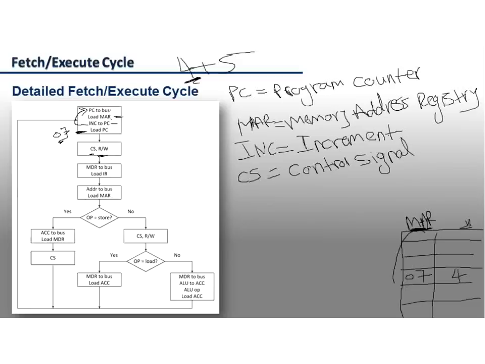Read. No. As I said to you, the control signal does read and write. Yeah, that's right. The control signal's job is to read or write data. Okay? Now you tell me, up to this point, when we got the number 4, is the control signal going to read or going to write?